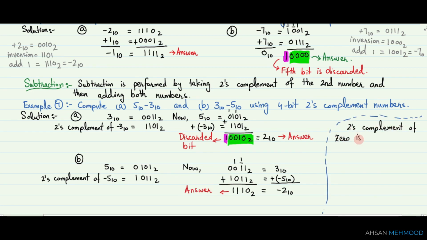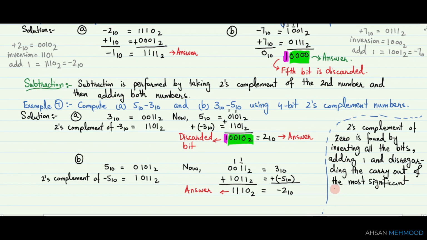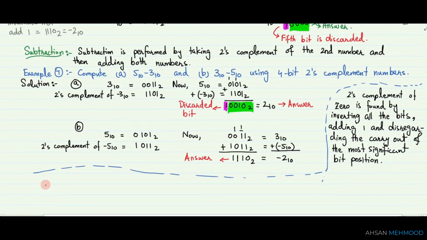The 2's complement of 0 is found by inverting all the bits and adding 1 to the inverted bits, which produces all zeros. Carry out of the most significant bit position is disregarded. Hence, 0 is always represented with all zeros.